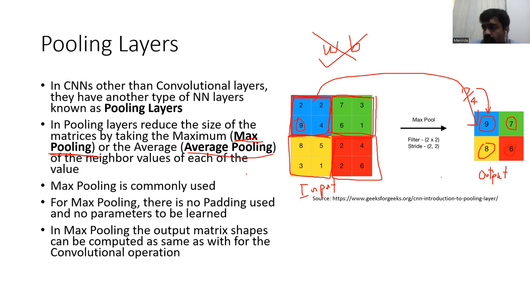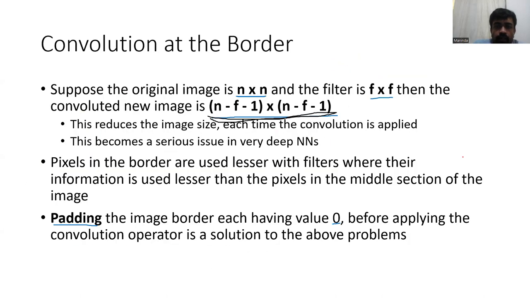So in convolutional neural networks, other than the convolutional layers, there are pooling layers as well. The thing to remember is that in the pooling layers, no padding is applied, because the idea is to reduce the size. So no padding is used and no parameters are learned. The output dimensions of the max pool can be computed with the formula we have learned for the convolutional layer as well. If the input is n by n, then there are no filters, so you don't have a filter.